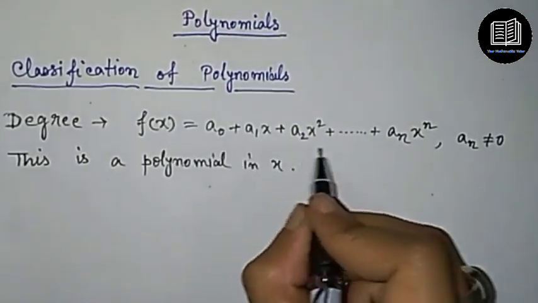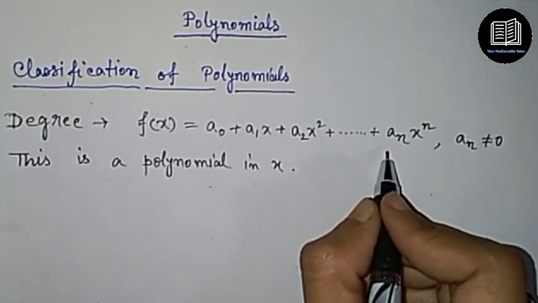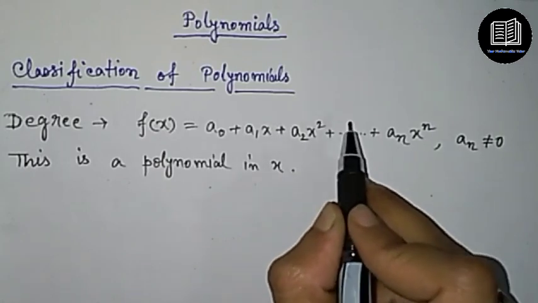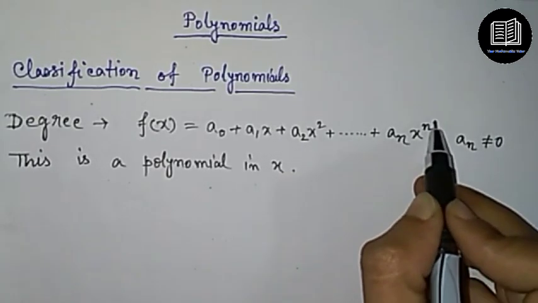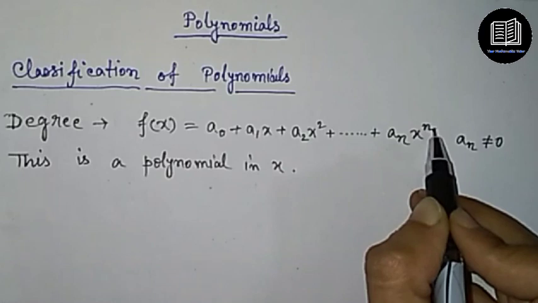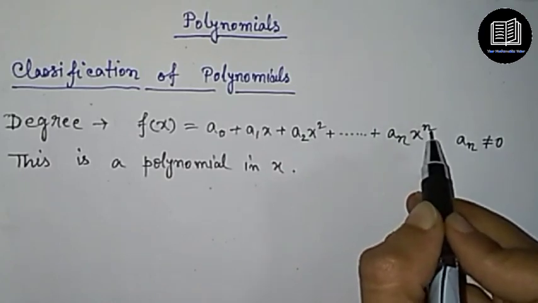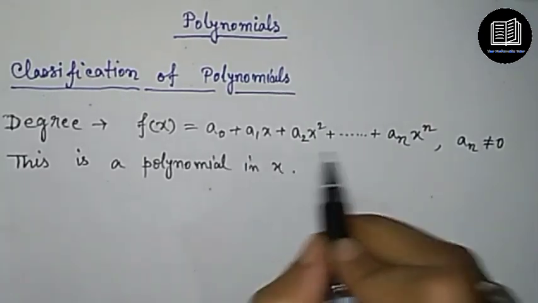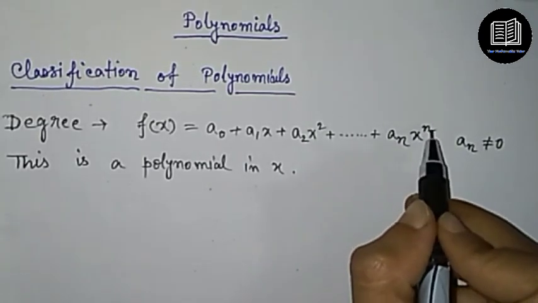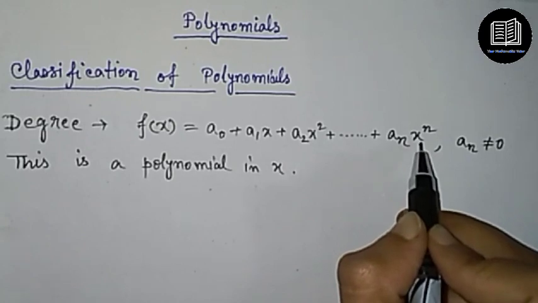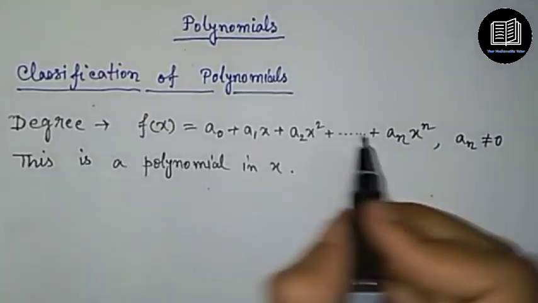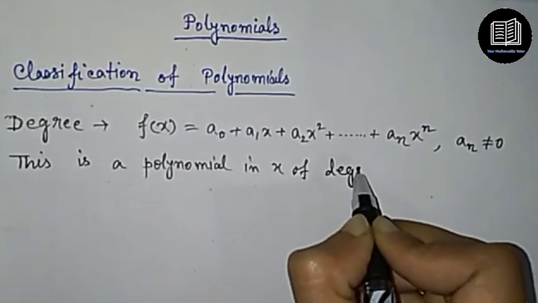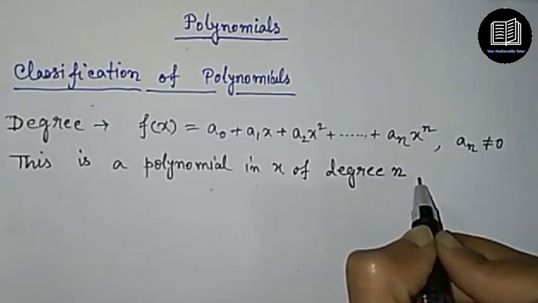Now see what is the highest power of x. Here the powers of x are 1, 2, 3 and so on, and the last power is x to the power n. That means the highest power of x is n, right? This is the degree of this polynomial, because the highest power of the variable is the degree of the polynomial. So this is a polynomial in x of degree n.